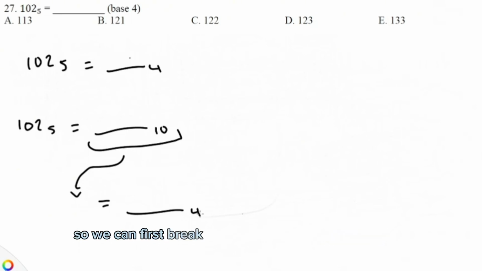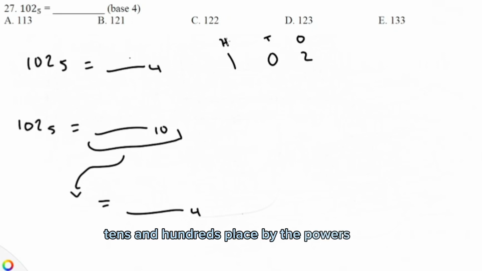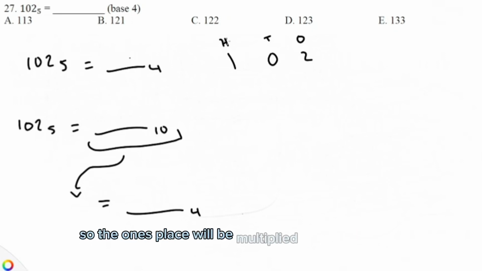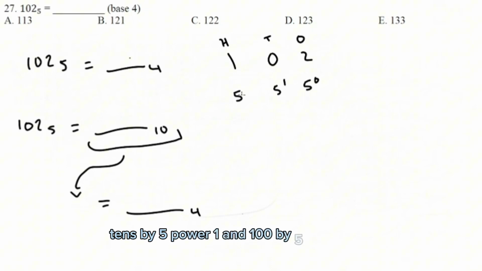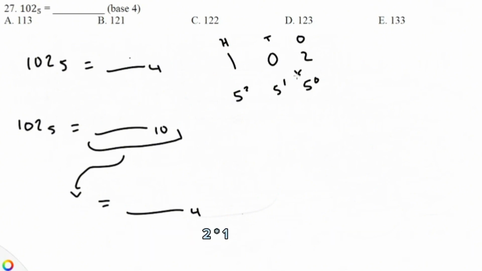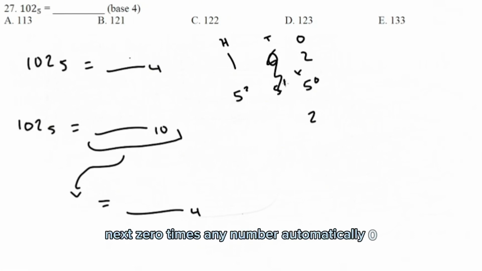We can first break up the digits into 1, 0, and 2. Now we multiply the ones, tens, and hundreds place by the powers of 5. So the ones place will be multiplied by 5 to the power 0, 10s by 5 to the power 1, and 100s by 5 to the power 2. Alright, so 2 times 5 to the power 0. Any number to the power of 0 is just 1, so that's 2 times 1, which is 2. Next, 0 times any number is automatically 0, so we cancel that out.